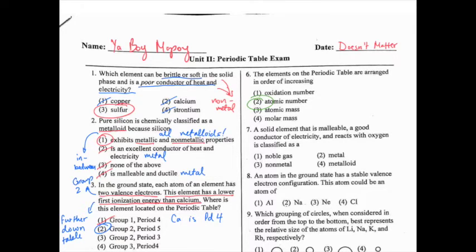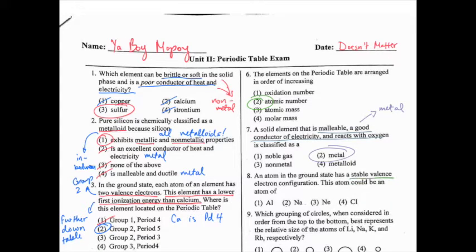Okay, next we're going to look at number 6. I'm just going to skip ahead to the other side. The elements on the periodic table are arranged in order of increasing atomic number. Simple. Number 7. A solid element that is malleable, a good conductor of electricity, and reacts with oxygen is classified as a what? So malleable and good conductor of electricity are traits of being a metal.